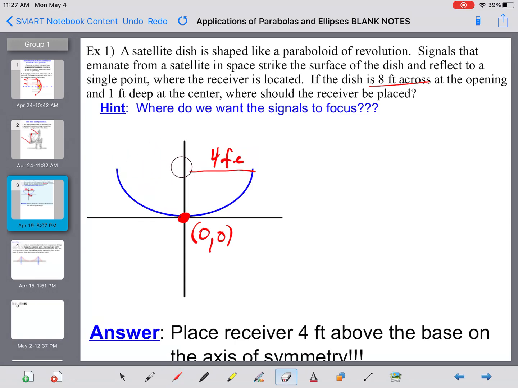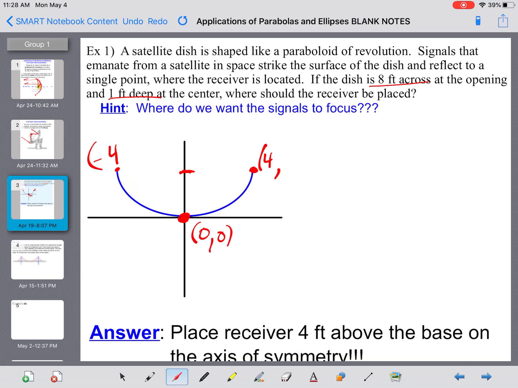The reason that helps me is now I know the xy values, or at least the x values here at the tips. So because it's 8 feet across, that's going to be 4 comma something. And this point over here is going to be negative 4 comma something, right?